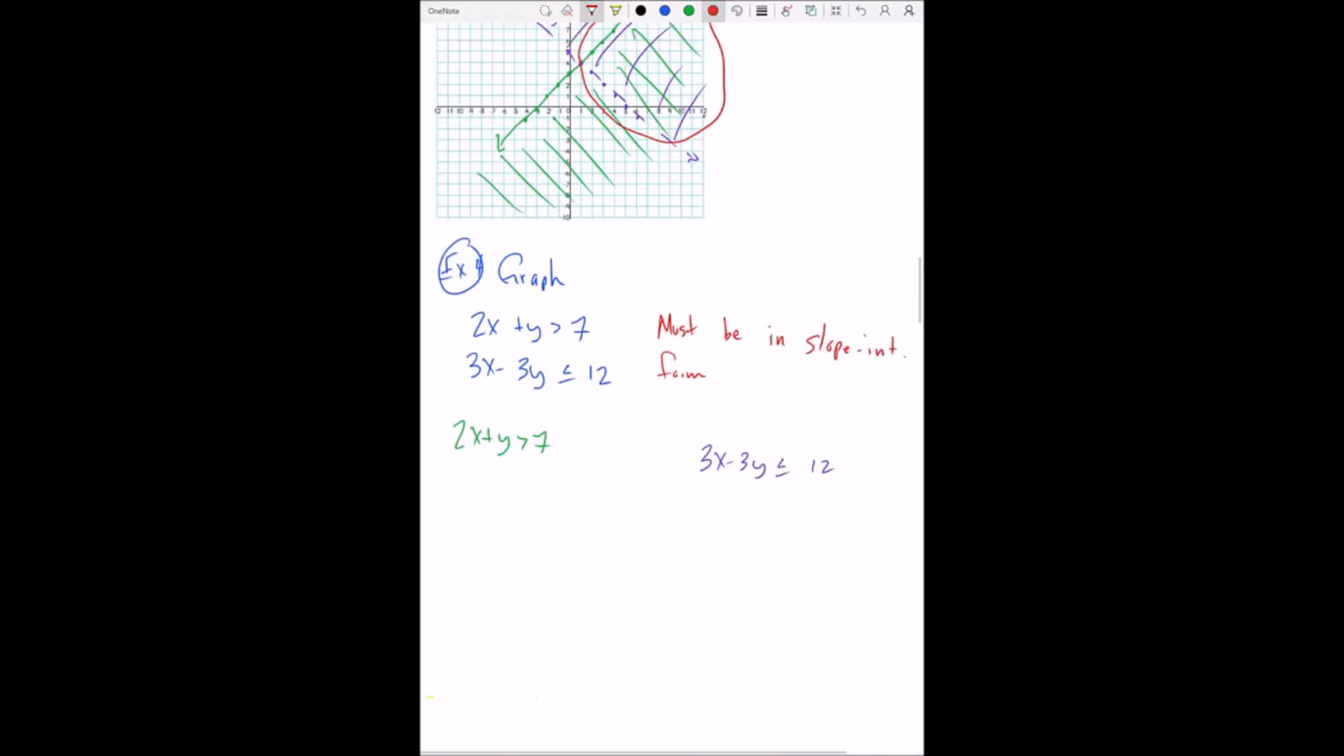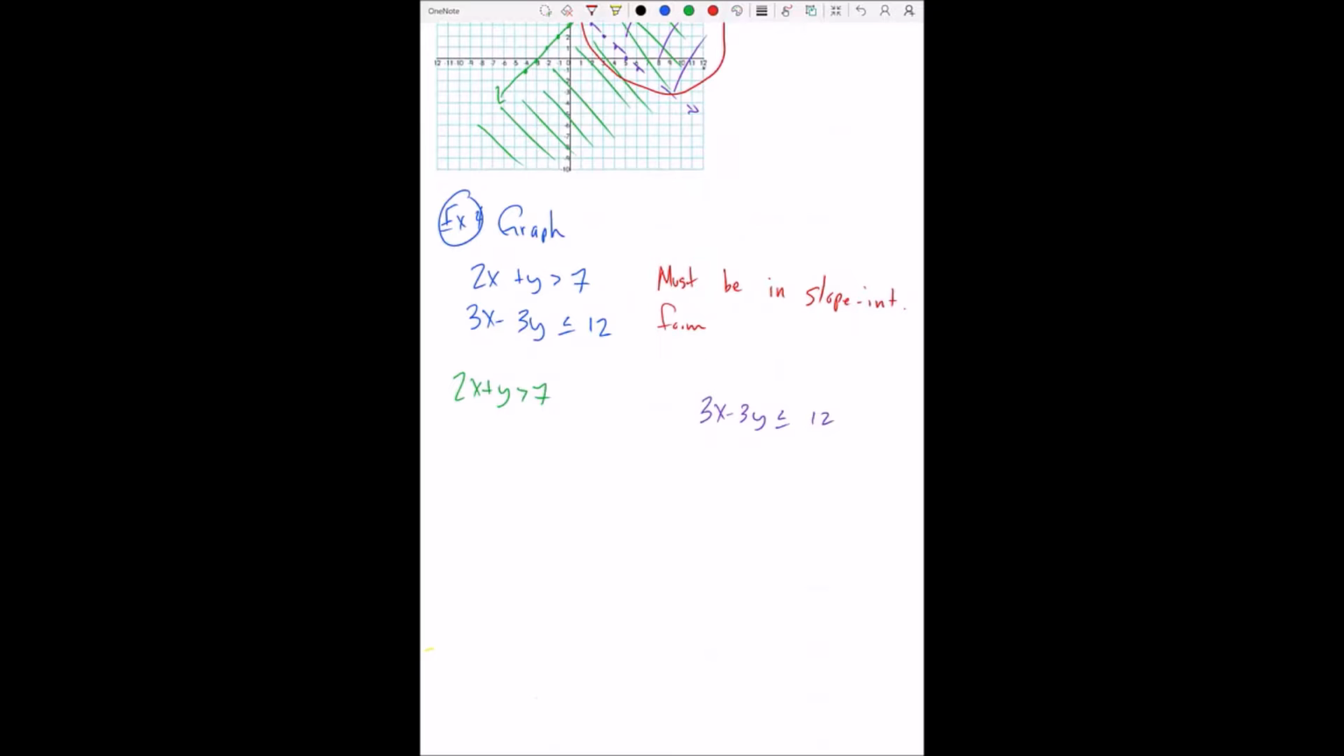Alright, example 4. So we have 2x plus y is greater than 7, and 3x minus 3y is less than or equal to 12. But remember, when we're trying to graph, it needs to be in slope-intercept form. So we have to put them in slope-intercept form. That means y by itself. So from here, we need to solve for y. To solve for y for the green one, we're going to subtract 2x from both sides. So we get y is greater than negative 2x plus 7.